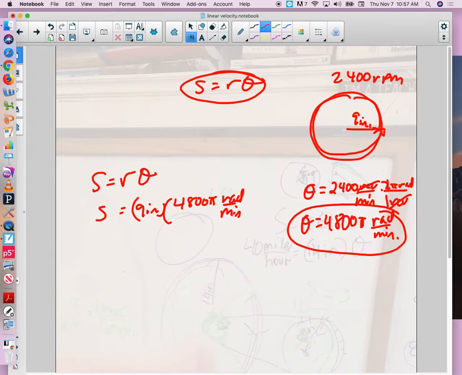And as I was saying at the end of class last time, radians can come in and out of your problem like a ghost, because they're dimensionless, I hope you realize that. And so now I can just kind of throw them out. I don't really need them right now because this is in inches per minute.